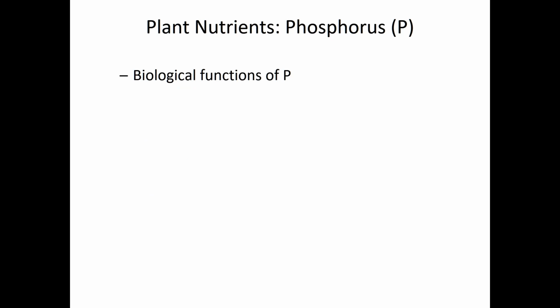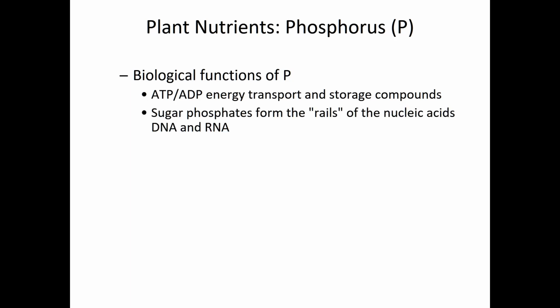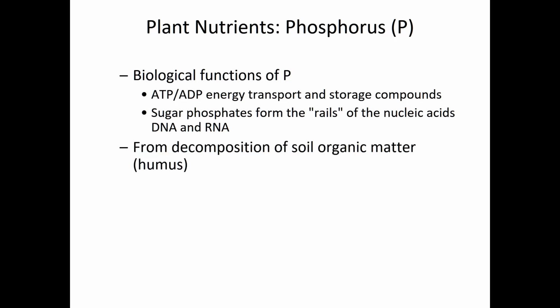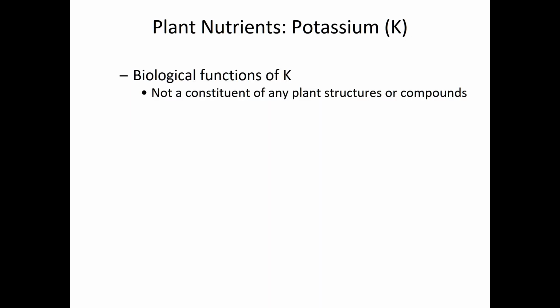The next one is phosphorus. Biological functions of phosphorus are that it is involved in ADP and ATP energy transport, and in typical storage compounds. Phosphorus also forms the sugar phosphates that are part of the rails of nucleic acids like DNA and RNA. And again, where it's found is in the decomposition of soil organic matter. So these two elements are especially common in decomposing soil.